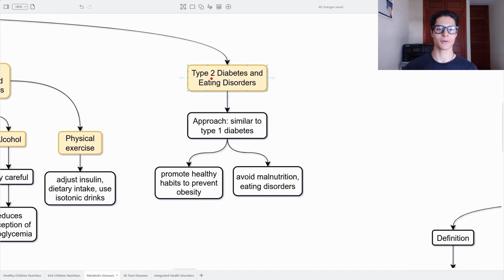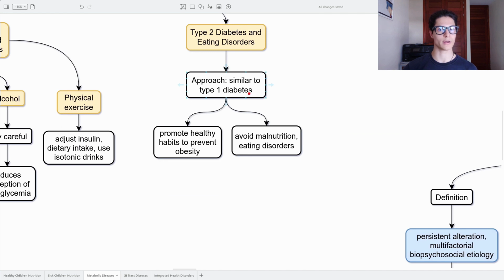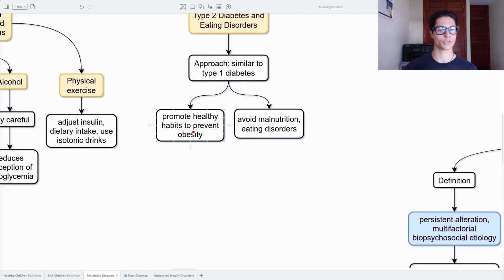On the other hand, taking a look at type 2 diabetes, the approach is very similar to type 1. We have to promote healthy habits to prevent obesity, and here we also have to avoid malnutrition and eating disorders. So as you can see, it has a lot more to do with psychology and habits.